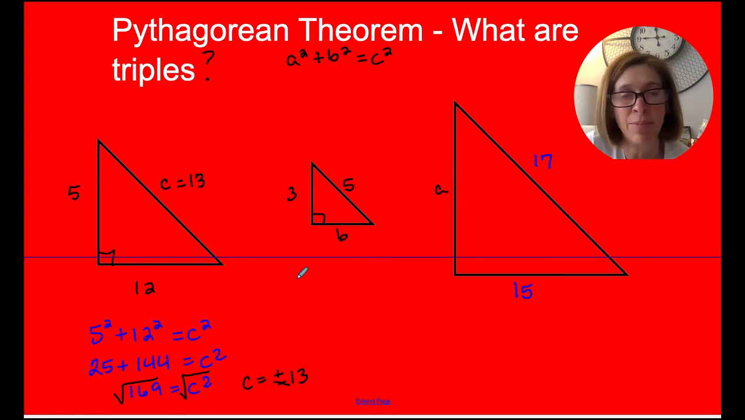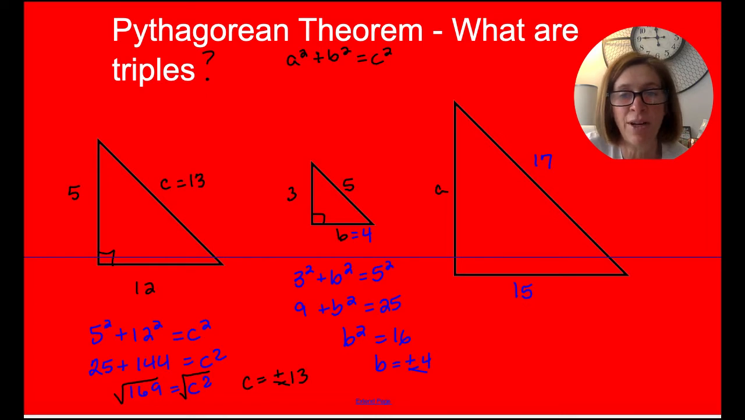Here, if I do that same thing, I'd be slightly modifying my equation because it would be 3 squared plus b squared equals 5 squared. 9 plus b squared equals 25. So b squared equals 16. And so b would be equal to plus or minus 4. Again, we would throw out the negative answer because it's length.